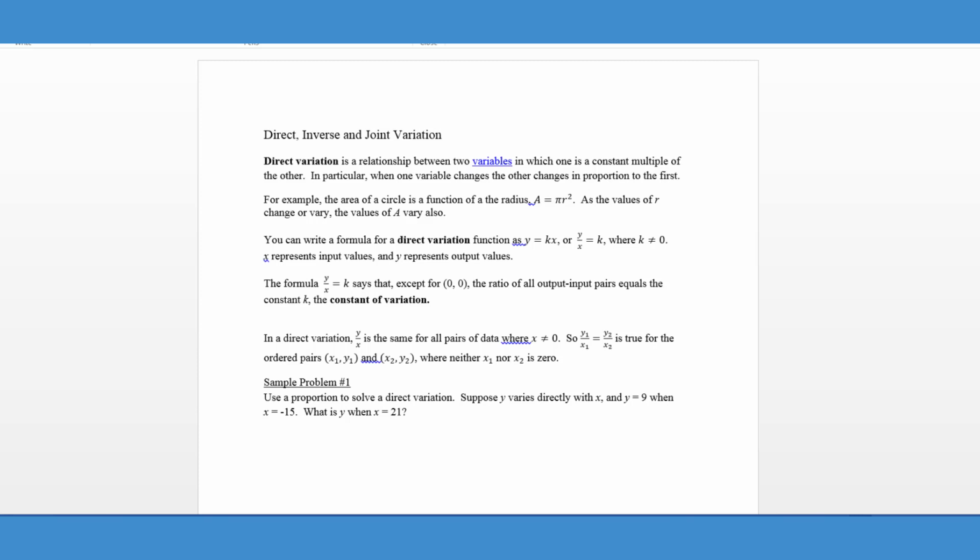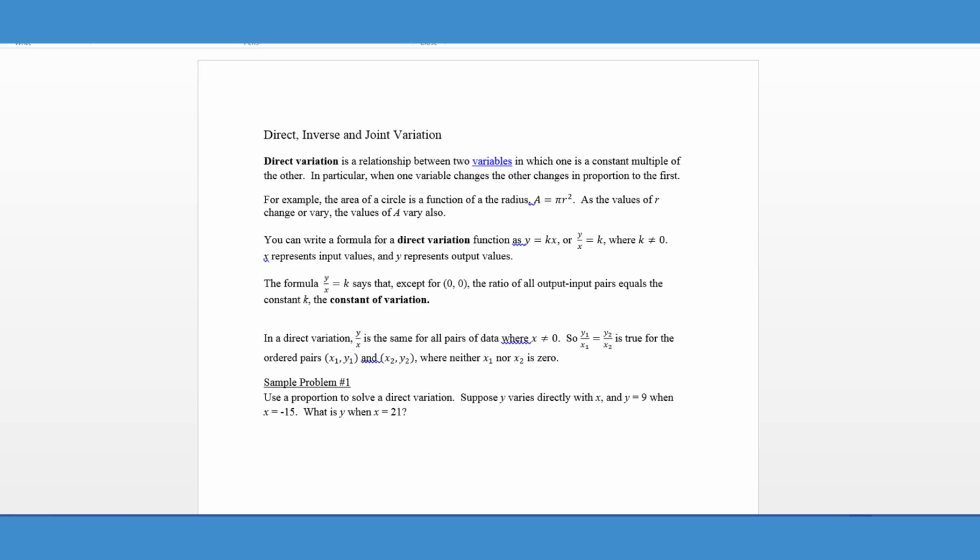Well, there's a way for us to write those relationships in a mathematical sequence. So we're going to focus on that in this first lesson here. So we'll start with direct variation in this video. Now you can see just by definition, it's a relationship between two variables in which one has a constant multiple of the other. If you look at that from the formula sense, you'll see that y equals kx.